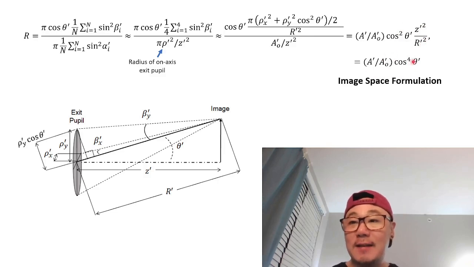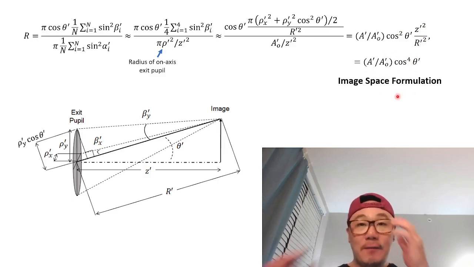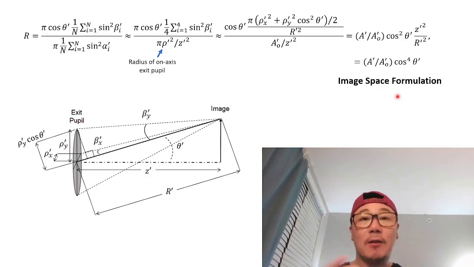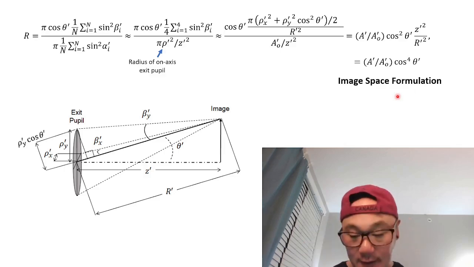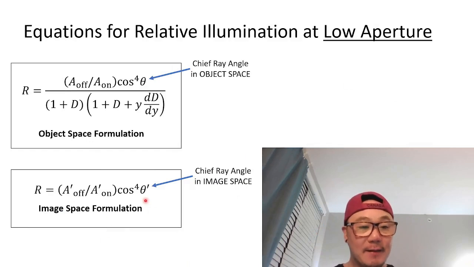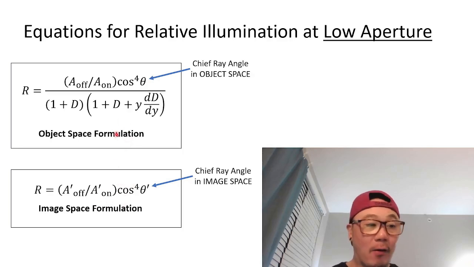So this here is the image space formulation of relative illumination in the limit of low aperture, which I showed in the previous video. In fact, to recap, that's this guy right over here. Remember, you can compute relative illumination in image space or in object space. Okay, so that's not all.